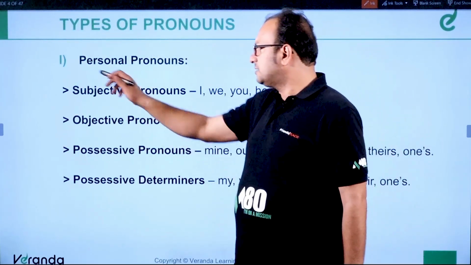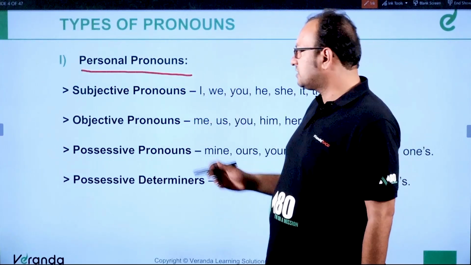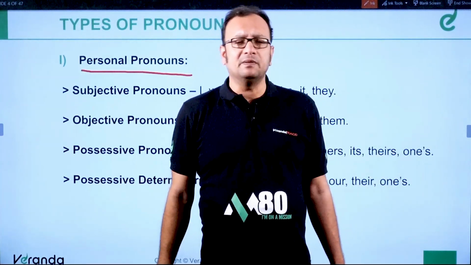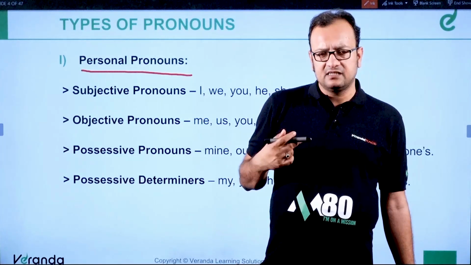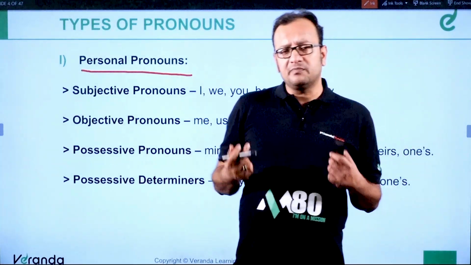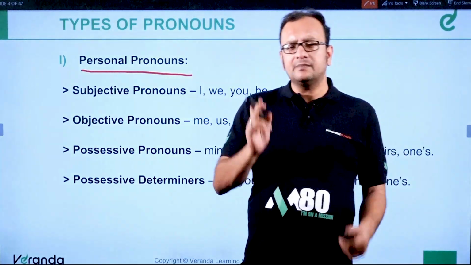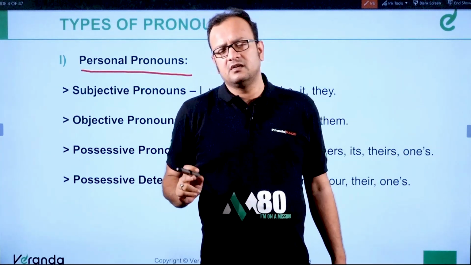So there are types of pronouns. One is personal pronoun. What are personal pronouns? Personal means related to persons, people. When I say I, I'm talking about myself. So I, the person speaking, becomes the first person.